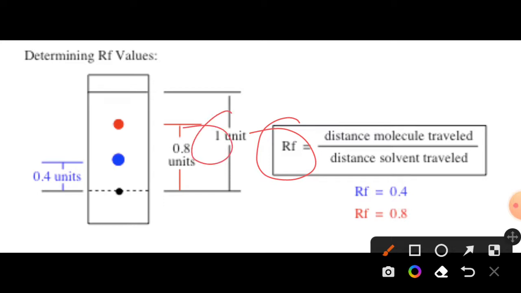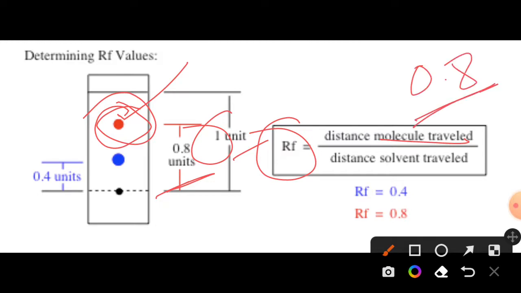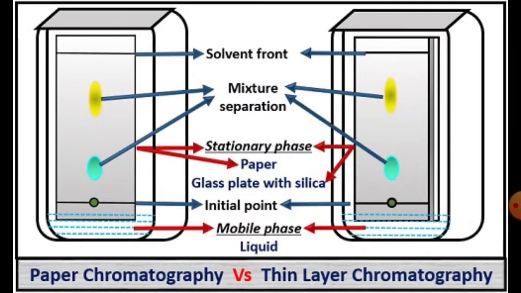So here the RF value will be 0.8 by 1. Why? Because the distance traveled by the solvent will be this one, because the red color one is also our substance. That is why 0.8 will be the highest distance that is traveled by the molecule, and in the denominator it will be 1. Okay, and in case of the blue one, the RF value will be 0.4, as you can see, right? In that way, what kind of compound is in the mixture of the sample, you can easily determine with the help of the RF value. So how useful the RF value is. So that is also an advantage of paper chromatography, but it has some disadvantages too.